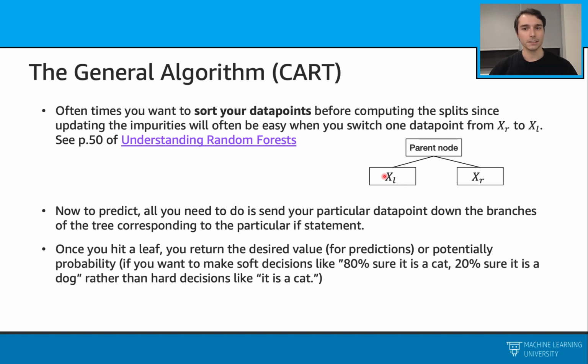For our predictions, we just need to send our data point down the branches, and once we hit a leaf, we return our desired value. It can be for classification, the class. For regression, it can be the average value. Overall, we can also make some soft decisions. For example, we can have some soft decisions like 80% cat, 20% dog, rather than these hard decisions like this is cat.